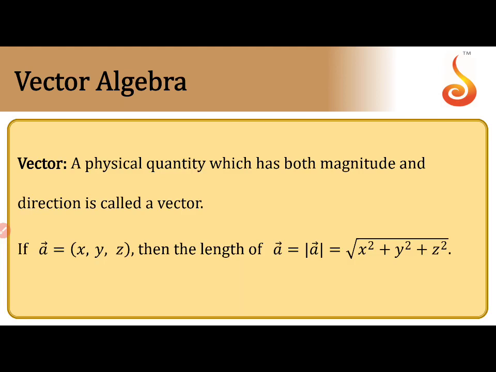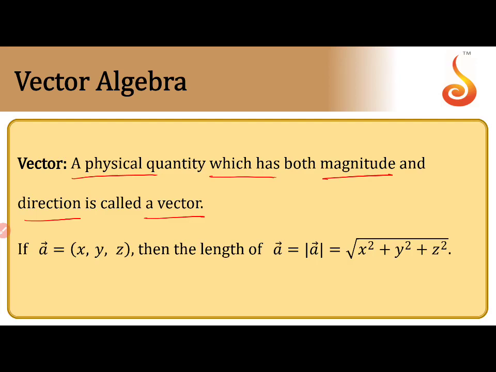First, vector. A physical quantity which has both magnitude and direction is called a vector. What is a scalar? A physical quantity which has only magnitude but no direction is called a scalar. A scalar is a real number. But a vector is not a real number, since it has magnitude and direction.